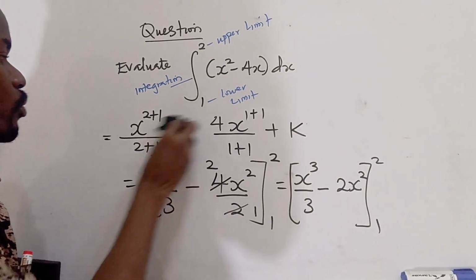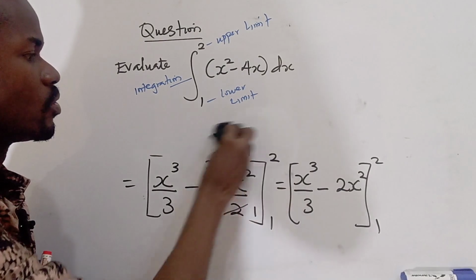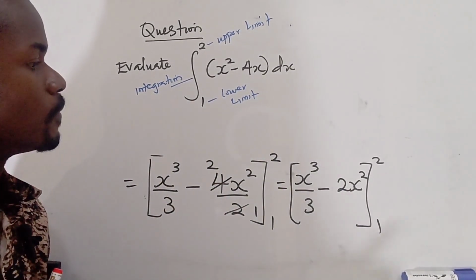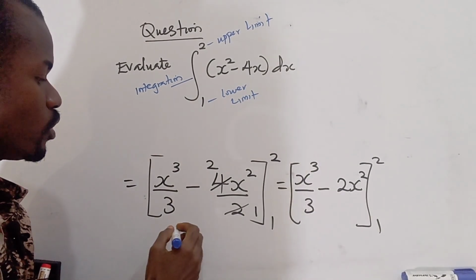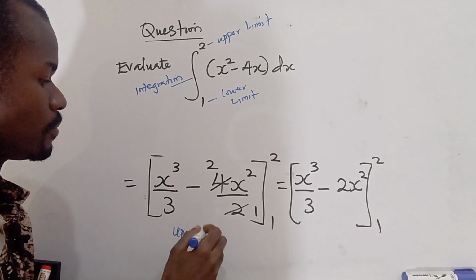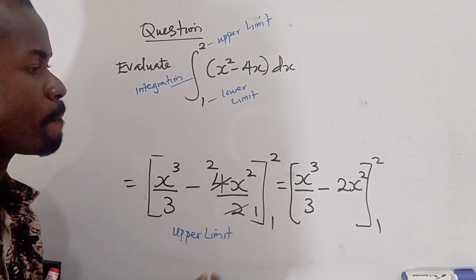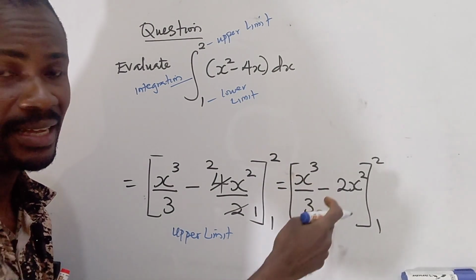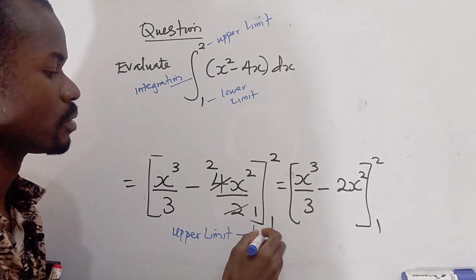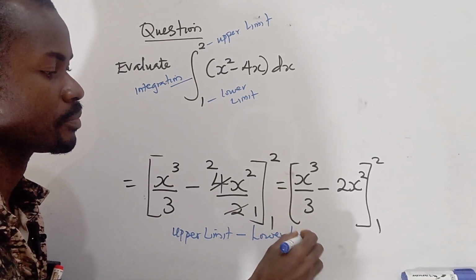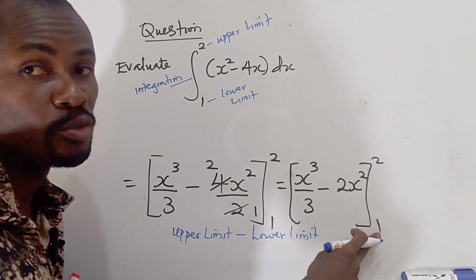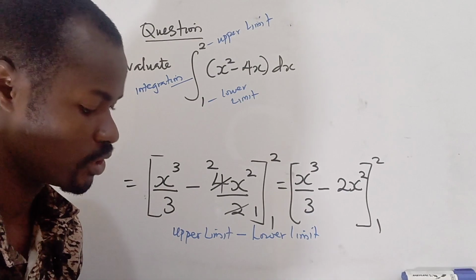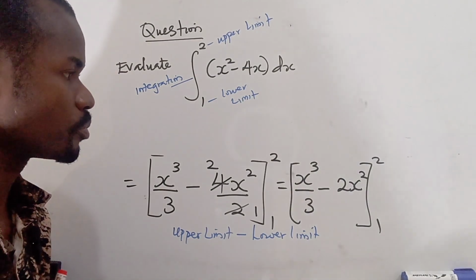Now the next step, which is close to our final step, is we are going to introduce the upper limit, meaning I'm going to use 2 and input it inside this as x, then subtract the lower limit. Now for the lower limit, we are going to input 1 as x inside all this expression. So let's do that.